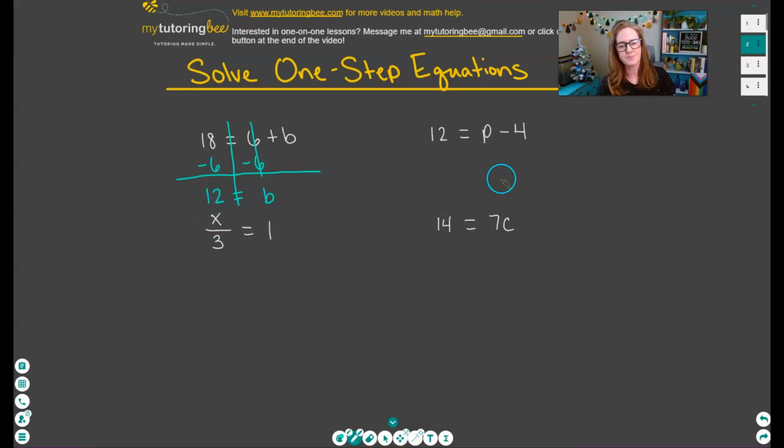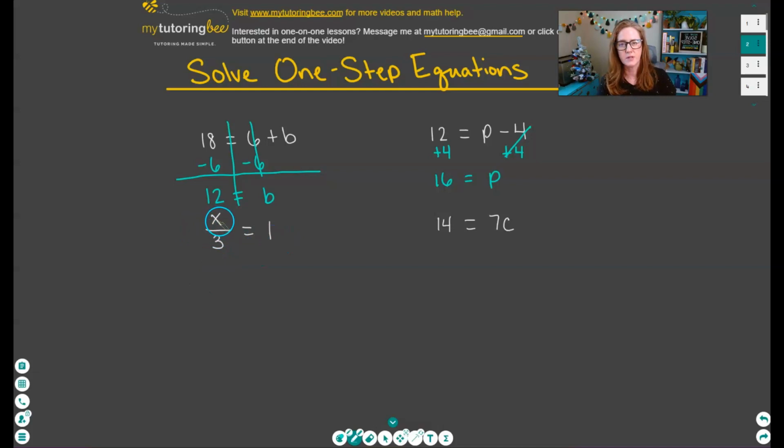Same thing. Okay, over here, here's our variable, p, and 4 is being subtracted from it. So we're going to add 4. Those are going to cancel out, leaving us with just p on this side of the equal sign, and then 12 plus 4 is 16. So p equals 16.